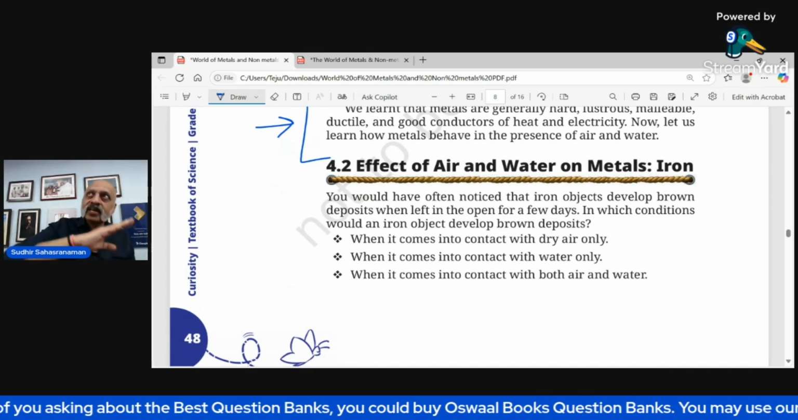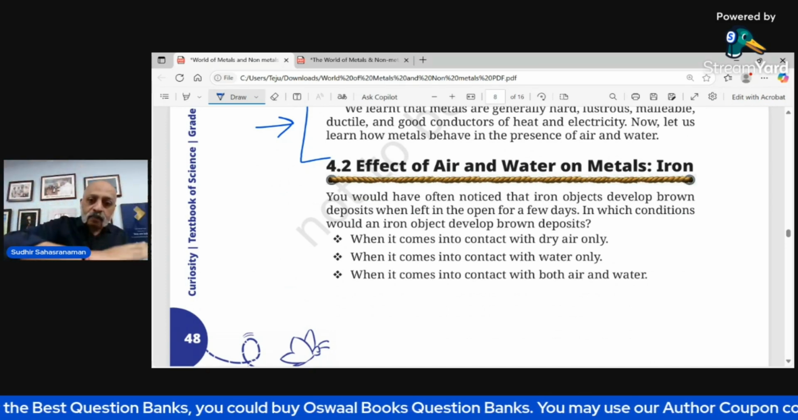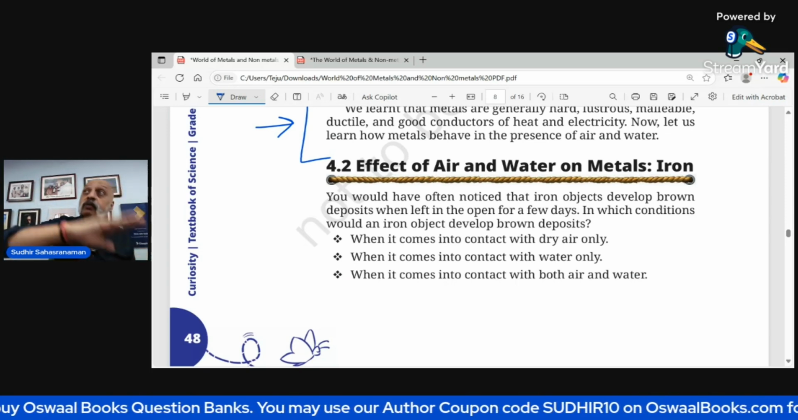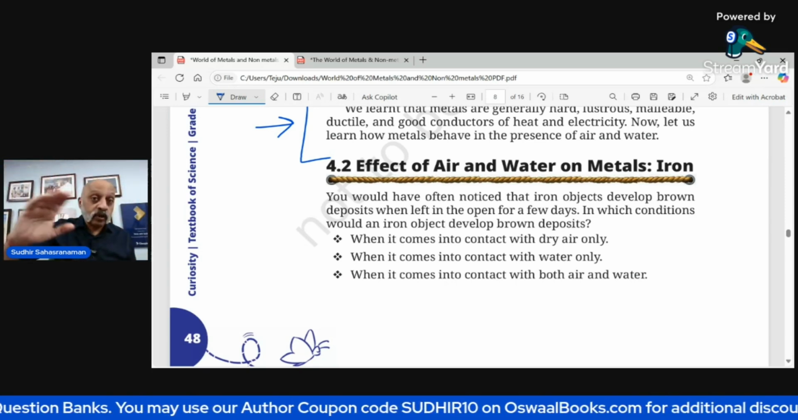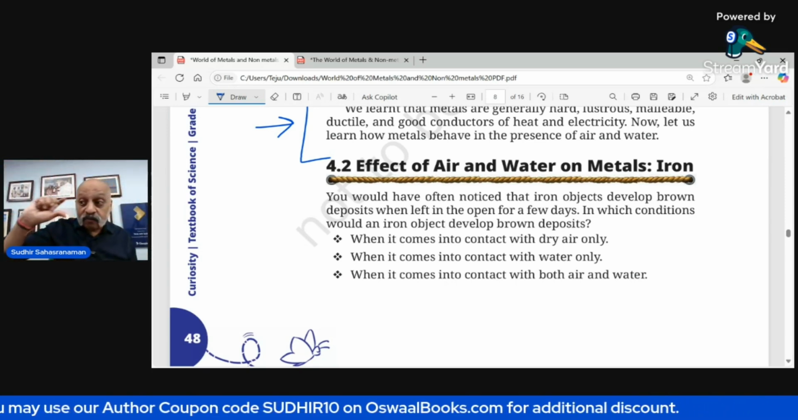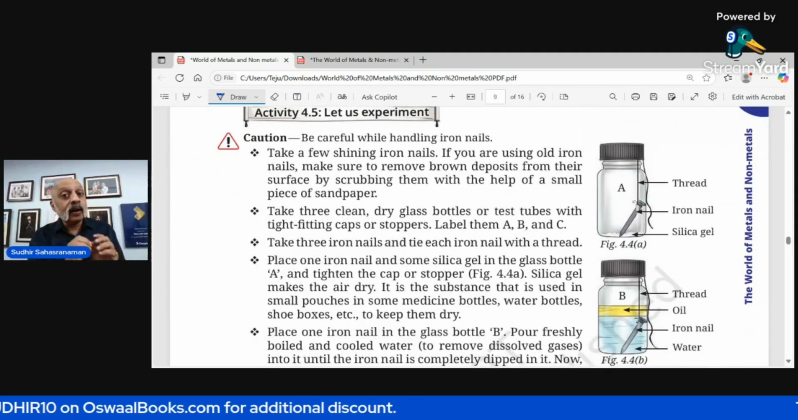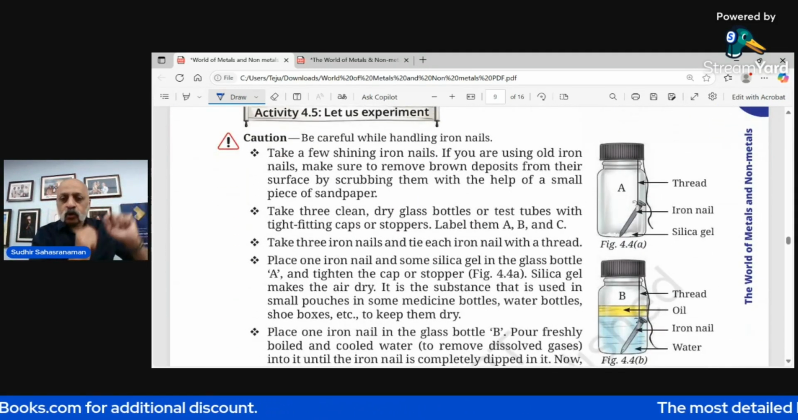Now, what happens when it is in contact with dry air? What happens when it is in contact with water only? What happens when it is in contact with both air as well as water? These are three different conditions, and it will behave differently in the three conditions. So let's take an iron nail. Okay, a nail that you put on the wall.